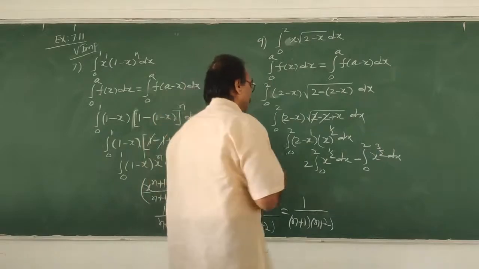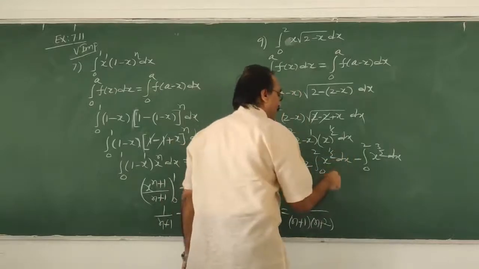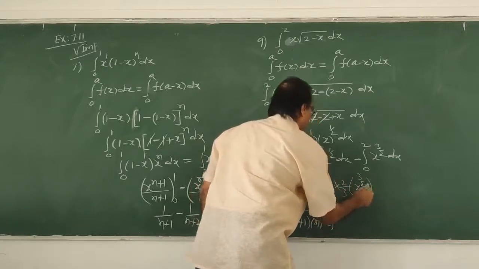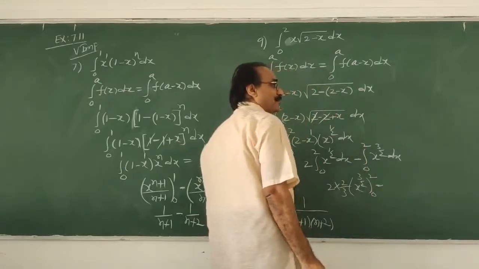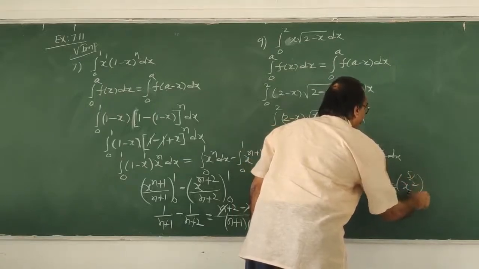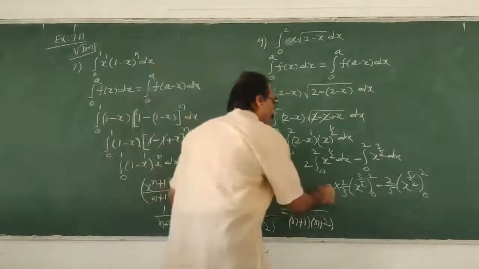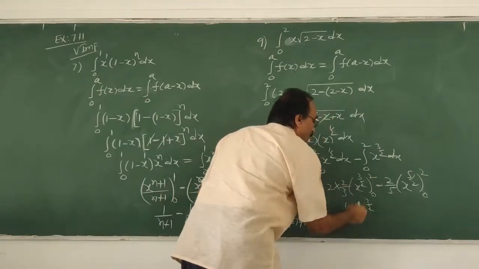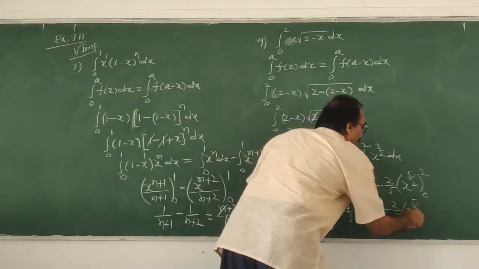Next. So 2 into x power half plus 1, that is 3 by 2, divided by 3 by 2, which simplifies to 2 by 3 x to the power of 3 by 2. We did this problem before, so you know it. Then 0 to 2, minus x to the power of 3 by 2 plus 1, 5 by 2, so 2 by 5, the denominator comes, x to the power of 5 by 2, 0 to 2. Now, how much do you get? 2 into 4 by 3, upper limit 2 to the power of 3 by 2 minus 0, minus 2 by 5, 2 to the power of 5 by 2 minus 0.